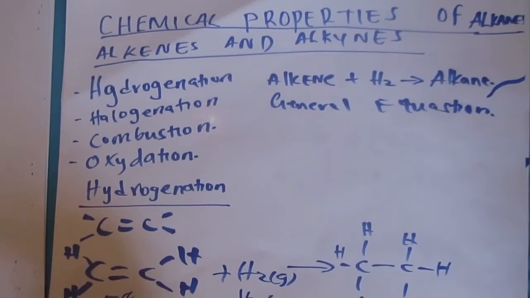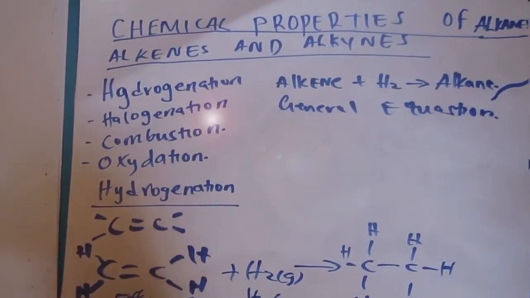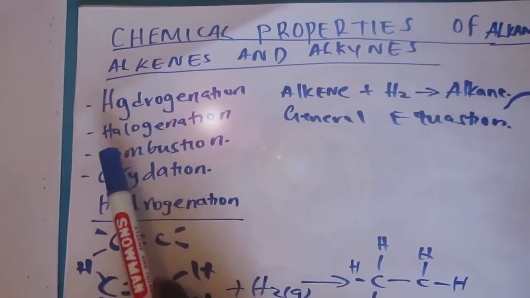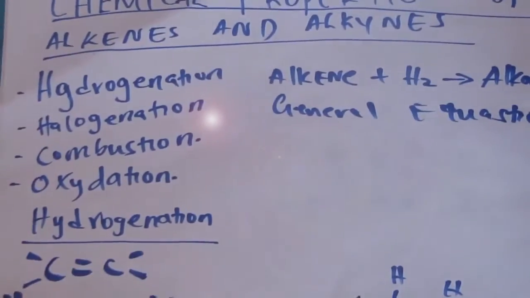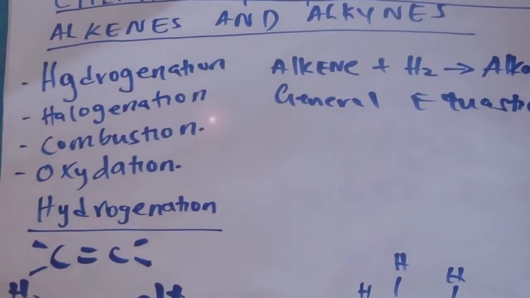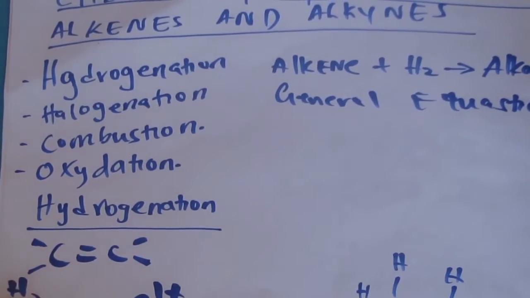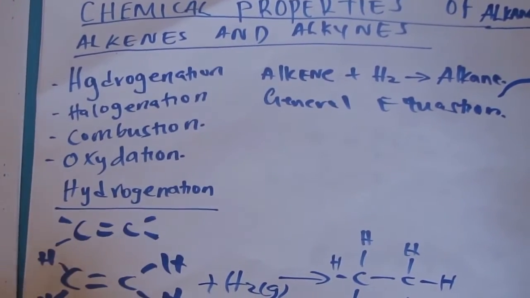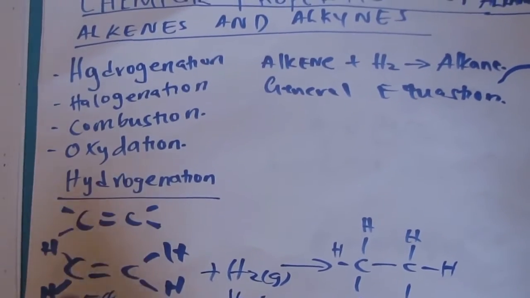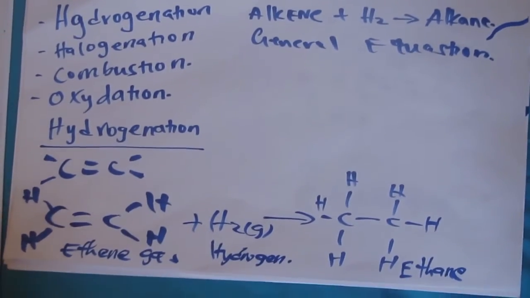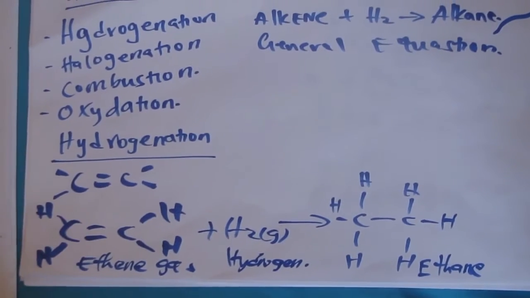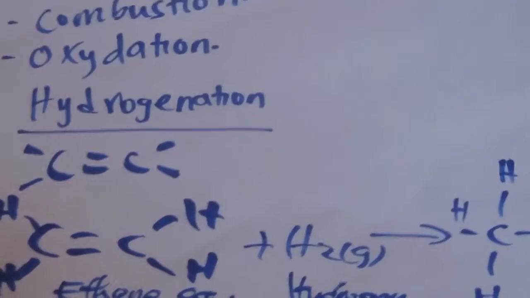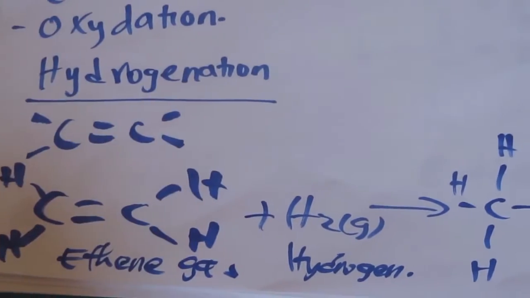We will talk about the chemical properties of alkenes and alkynes, whereby we are going to look at hydrogenation, halogenation reactions, combustion, and then oxidation. So right away, let us begin by looking at hydrogenation in alkenes. We all understand that the double bond on the alkene is the functional group. It means that this is where the reaction is taking place. Alkenes react by opening up the double bond.